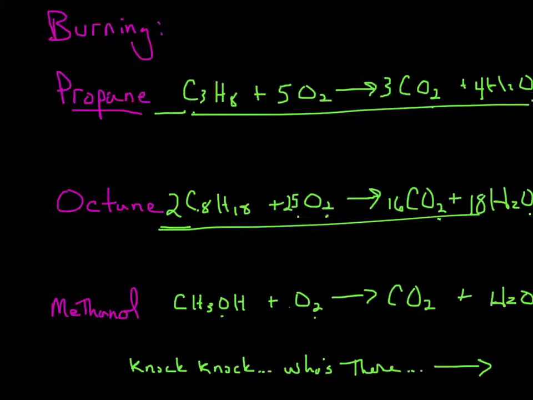So, I'll put a 2 there. That means I'm going to put a 2 there. That gives me 8 hydrogens, so I'm going to put a 4 here. That gives me 4 oxygens plus 4 oxygens. That's going to be 8 oxygens. I have 2 here already, so I just need to put a 3 there, and now I'm balanced.